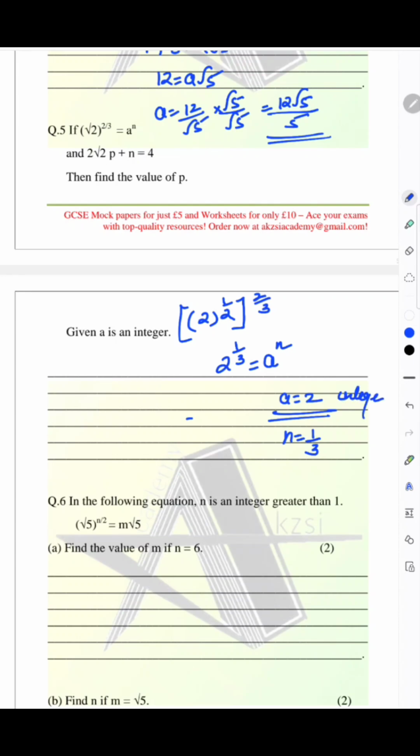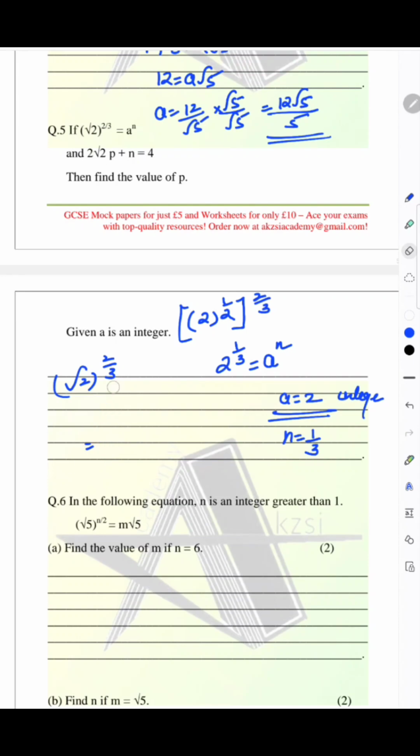There is another way: if I do not simplify it, I can write root 2 to the power of 2 over 3, so a is root 2 and n will be 2 over 3. Those are the two ways of writing it. There is no other third way. Because they have specifically mentioned that a is an integer, I'll be selecting this way. That means my a is 2 and n is 1 over 3.